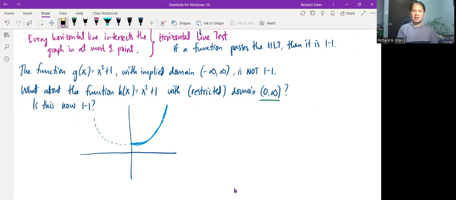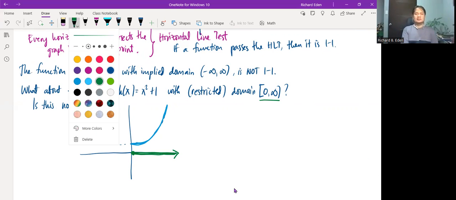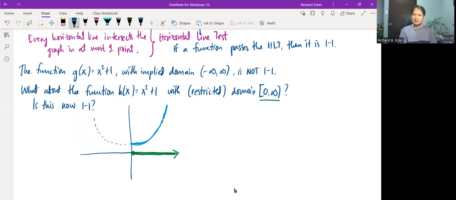And actually, nothing stopping us from including zero. Might as well include zero. So on the x-axis, it would be these points, x from zero onwards. So this is our domain. And then we're only taking the portion of the graph which is above the domain. Now my question is this: this function, along with the given domain, is it now one-to-one? Yes. All right, so the answer is yes.